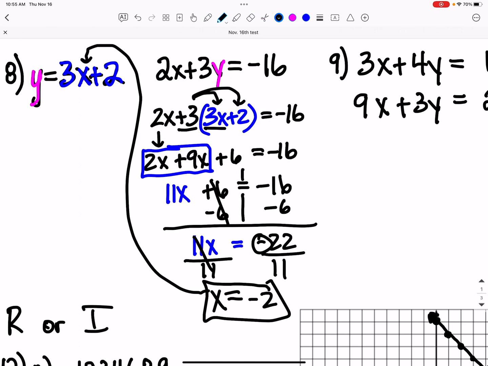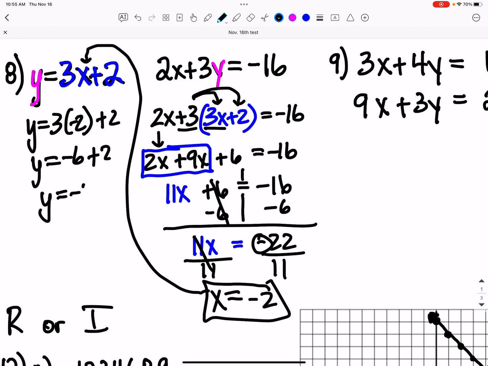Once I know it's negative 2, I plug it back in there. Y equals 3 times negative 2 plus 2. Y equals negative 6 versus positive 2, so the negatives win by 4. All right, so negative 2, negative 4.